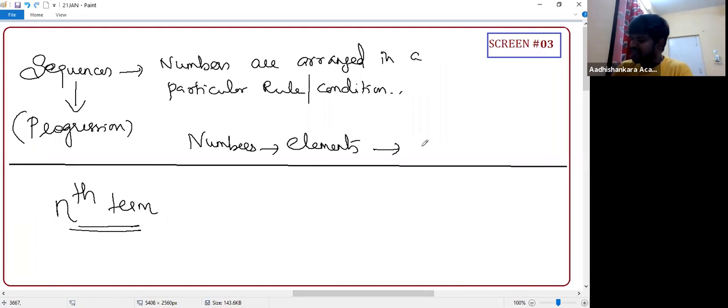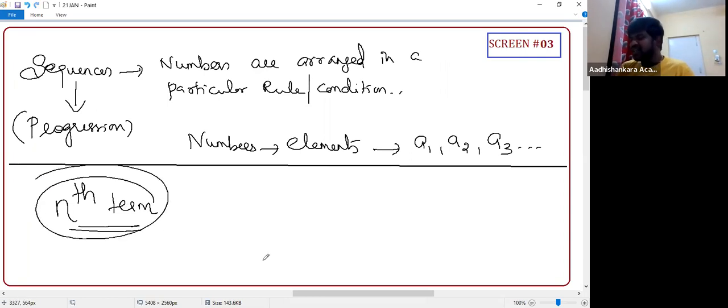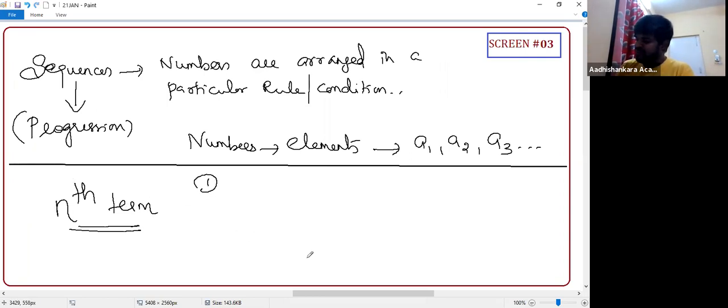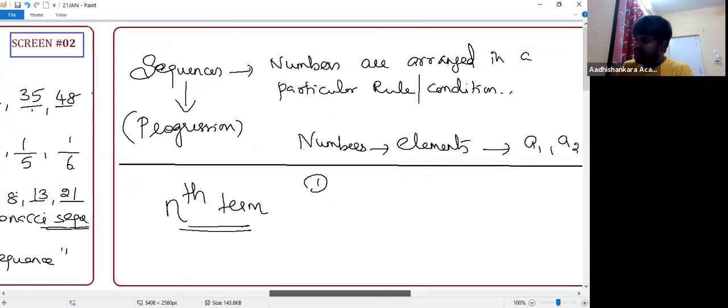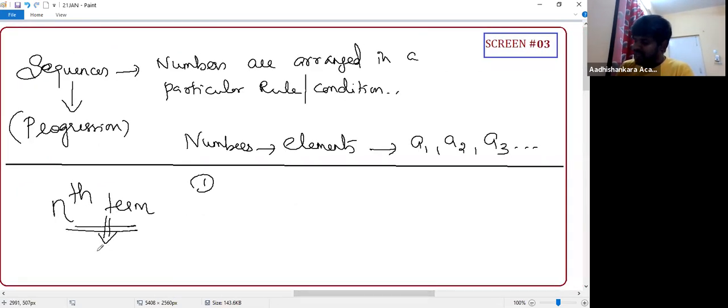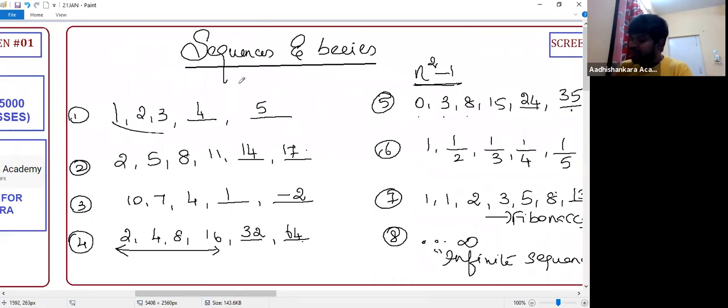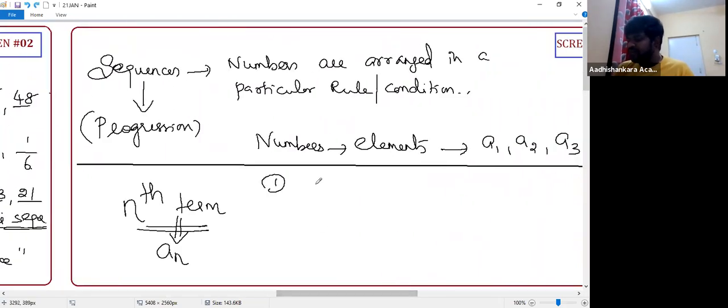In general, elements are represented by A1, A2, A3, which means what? A1 means first term, A2 means second term, A3 means third term, right? The nth term is the common rule. Anyone can tell me what is the common rule in your first example? I'm not coming to arithmetic progression now. I'm telling introduction to sequence and series, right or not? So guys, tell me what is the general term here. The general term is represented by An. It's called the nth term.